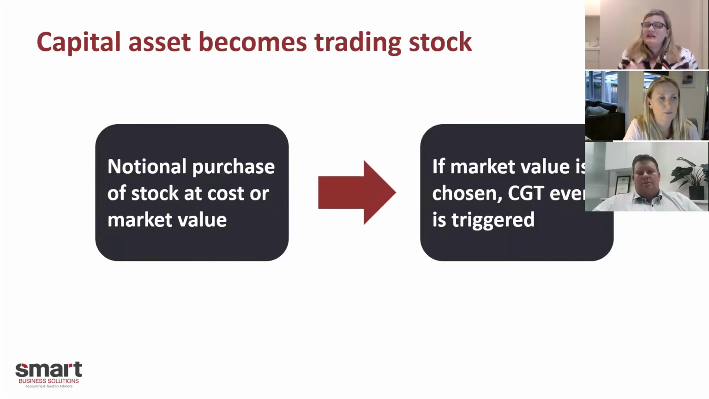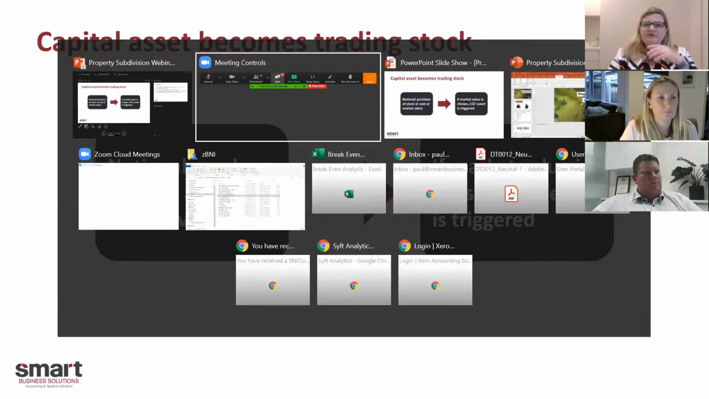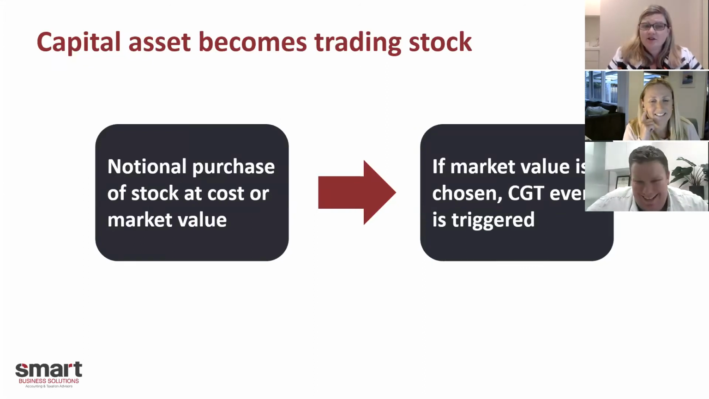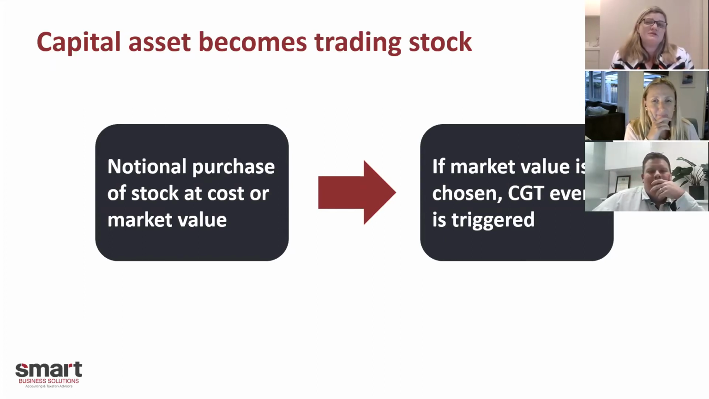Okay, the next one can also be where a capital asset may become trading stock. As Paul mentioned earlier, trading stock can be where you're actually in the business of doing these types of development, so a property development type business, but you may have had a capital asset that has now become trading stock. It's kind of like a notional purchase, which goes from your balance sheet as a capital asset to becoming part of this trading stock, and it will be either at cost.